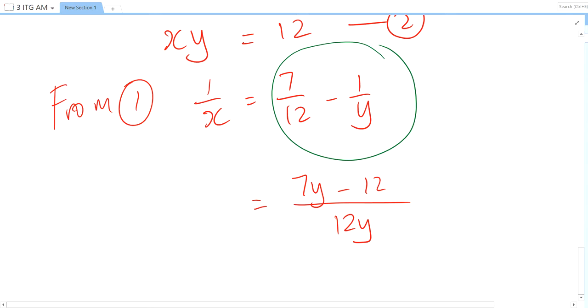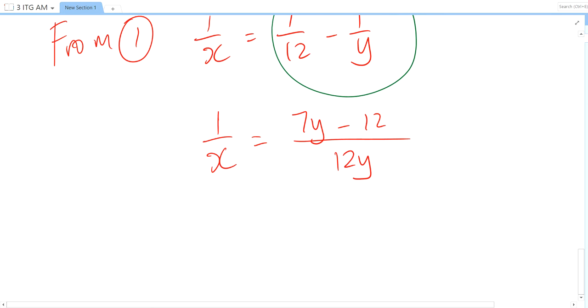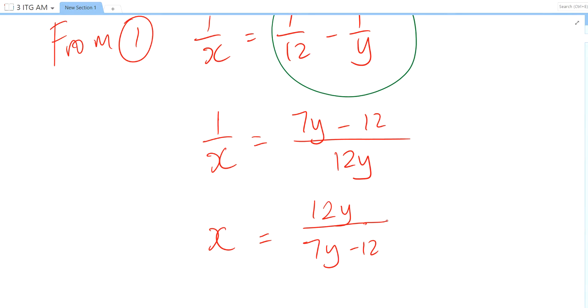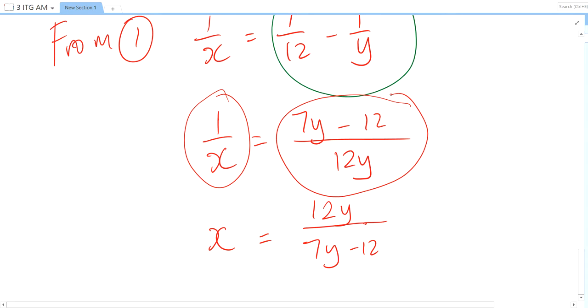Am I too fast? No, I think you can handle this. So this is 1 over x. Can you tell me what is x now? Agree? Huh? Why? What's wrong? Why suddenly flip? Because this is 1 over x equals another fraction. I want to flip my 1 over x to become x over 1. Then the other side also flips. That's a shortcut.